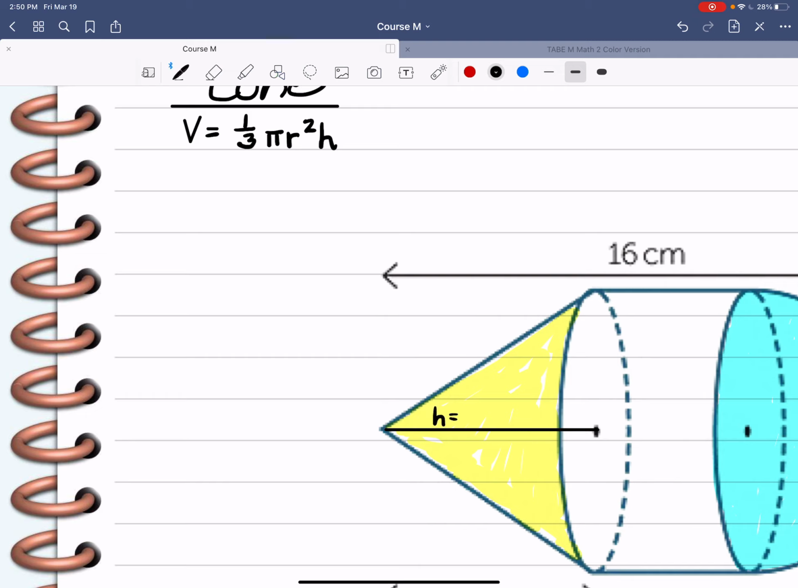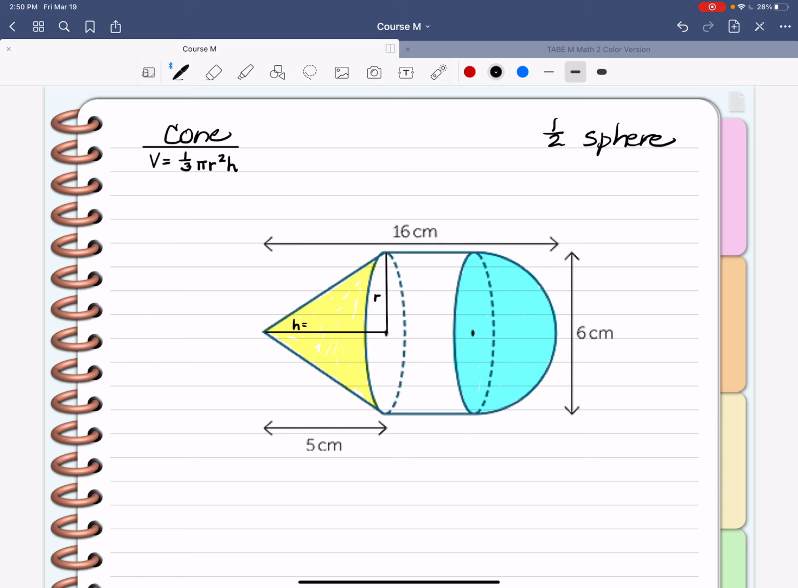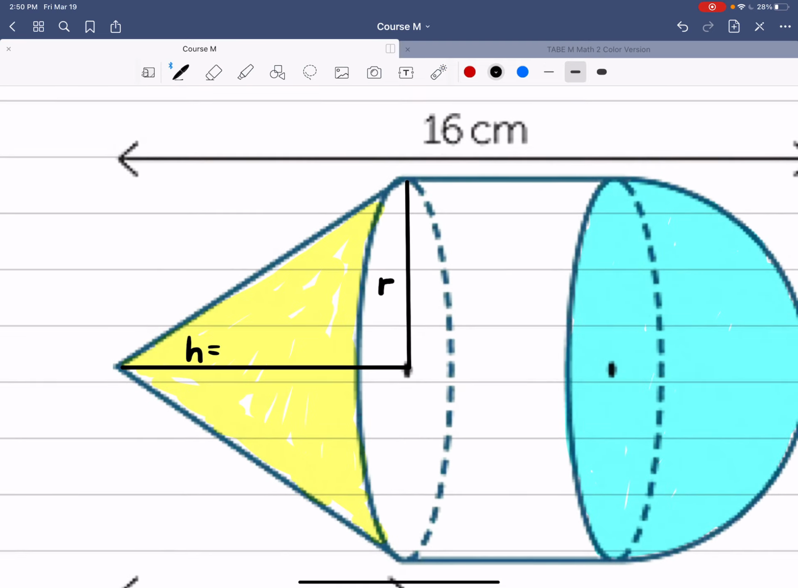That's height. The radius of the cone would be from here to here. That is radius. So I need to figure out those dimensions before I can do anything else. Looking at this, I can tell you that the diameter is 6 centimeters. So 6 centimeters cut in half gives me a radius of 3 centimeters.